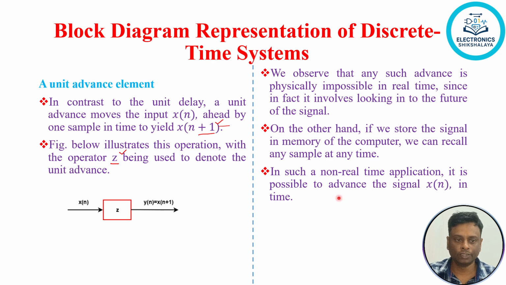So these are some block diagram representations of a discrete time system. We have seen the multiplier, then the adder, then the unit delay element and the unit advance element. The unit delay element is denoted by z to the power minus 1, and the unit advance element is represented by the symbol z. This is how we represent discrete time systems.